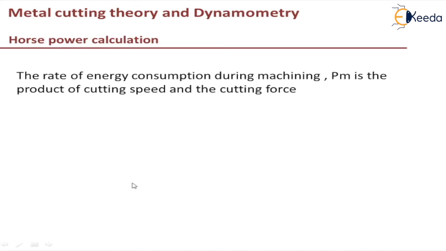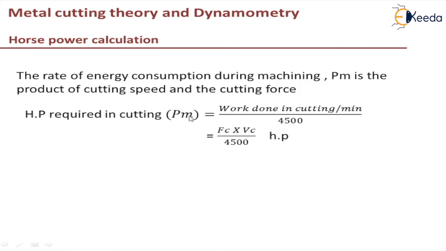For horsepower calculation, the rate of energy consumption during machining, Pm, that is the power supplied to the motor, is the product of cutting speed and the cutting force. So Pm, that is for HP calculation of the motor, we can use Fc into Vc by 4500, and we will get it in HP. That is why I am dividing it by 4.5 K.